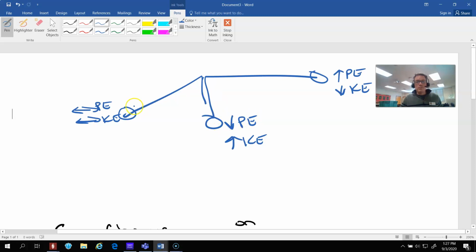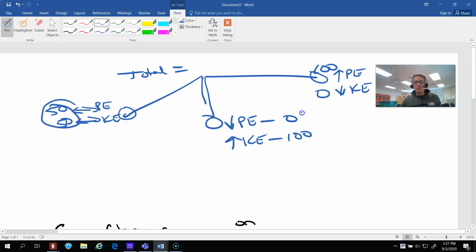Okay. And again, if we calculated the total, it should be equal in all places. So if we gave these numbers, let's say the potential was 100 here and kinetic was 0, then here potential might be 0 and kinetic might be 100, but then in the middle it might be a little bit of both. But in all these cases, if we add those together, we get 100. If we add those together, we get 100. And if we added that together, we would also get 100.